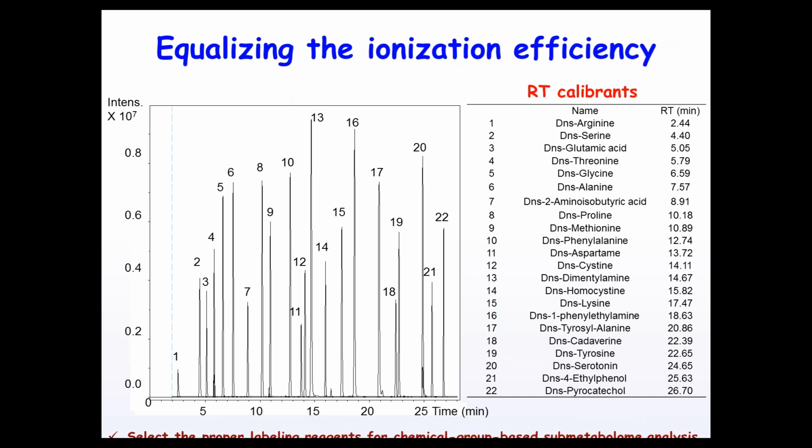If we select the labeling reaction or reagent appropriately, we can equalize the ionization efficiency after labeling the metabolites. For the unlabeled metabolites, the ionization efficiency can differ greatly. In this example, after dansylation, this equimolar mixture of 22 labeled amines have signal intensities within 1 order of magnitude. So ionization efficiency of these amines becomes similar after dansylation.